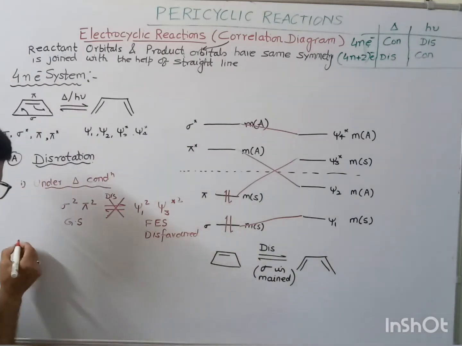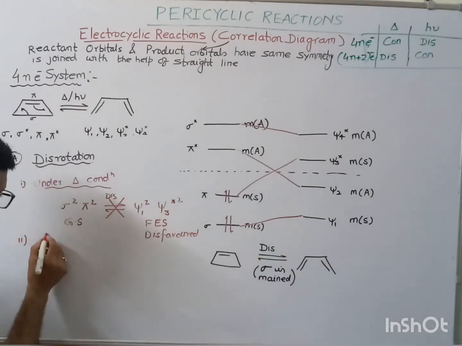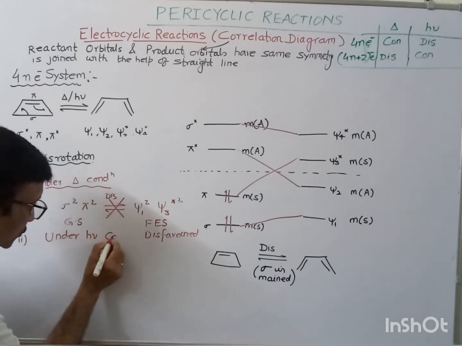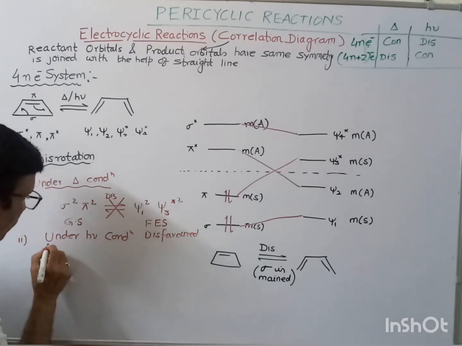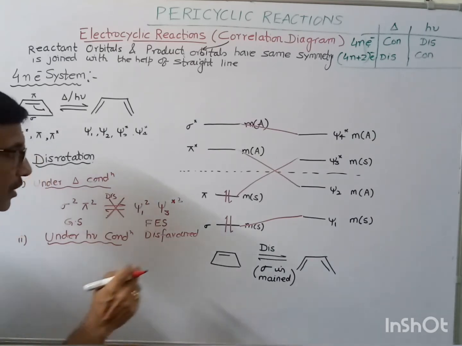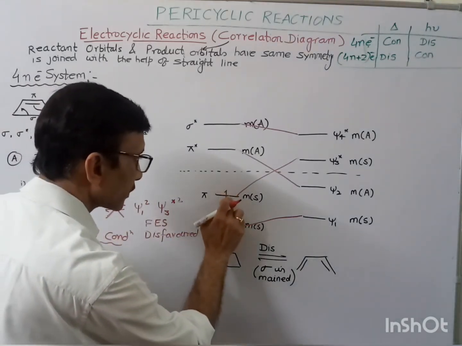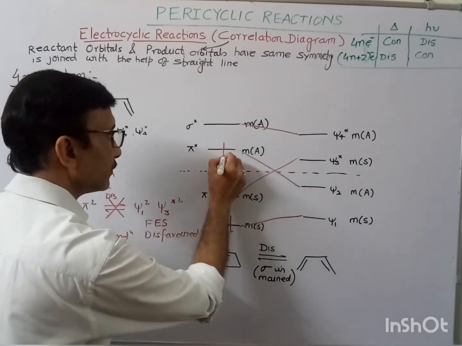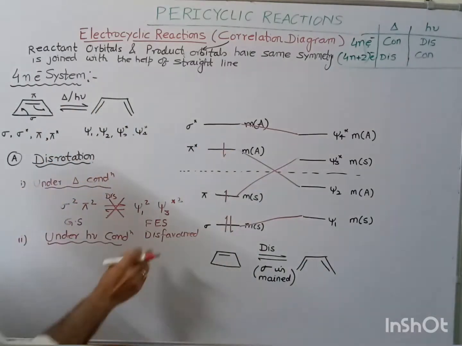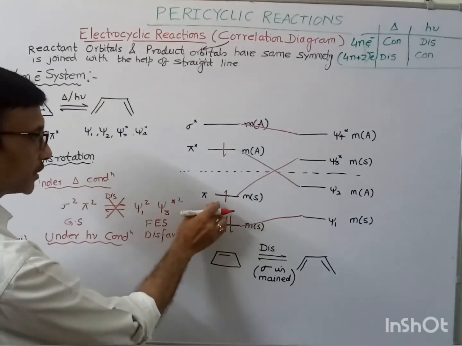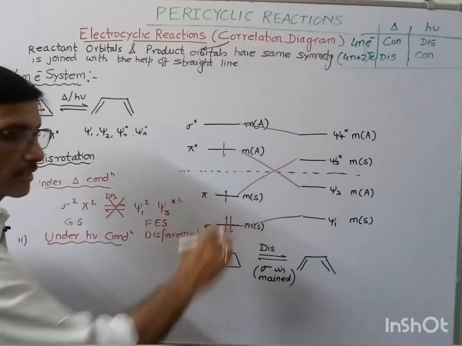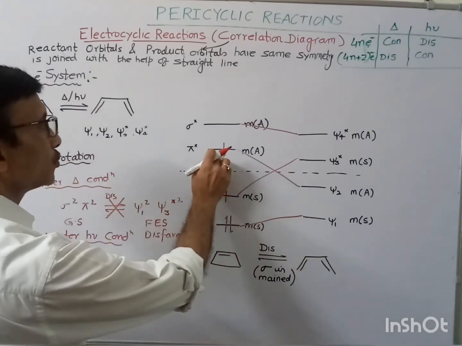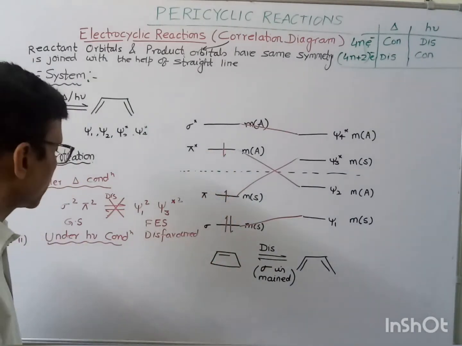Now if you will see the second, that is under photochemical condition. Under photochemical condition, one of the electrons from here would be transferred to the higher energy level here. After absorbing the light, this electron will go over here, it will get excited to this one. It means it has gone to the first excited state.